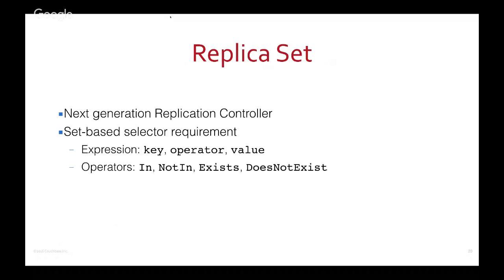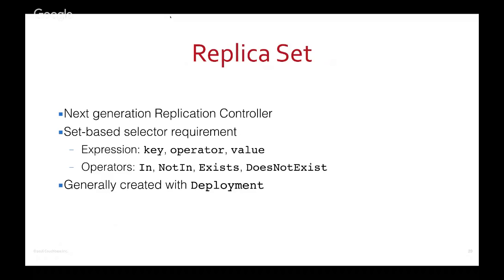We looked at replication controller. Replica set is the next generation of replication controller. That's what this is targeted to. The main difference is the selector requirement can be far more complicated, or rather far more sophisticated in this case. The selector requirement can have key, operator, and value. Those are the 3 expressions it can take. And the operators are in, not in, exists, and does not exist. Let's take a look at an example to make it more clear.